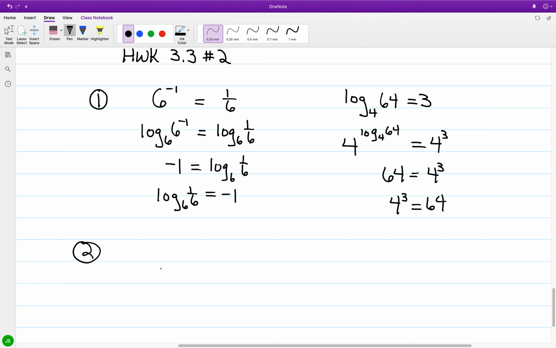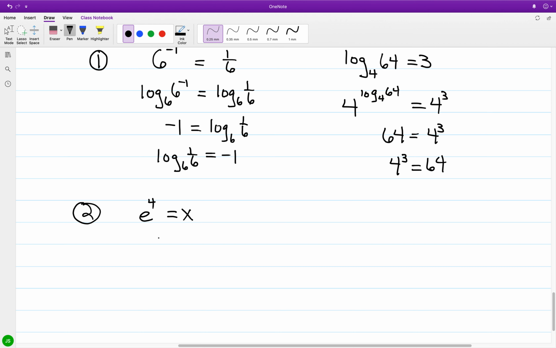Writing as a logarithmic equation, for the first part we have e to the fourth is equal to x. Now we have the exponential base e to the fourth, and to take care of the exponential base e, we apply the base e logarithm. And the base e logarithm of e to the fourth goes to 4.